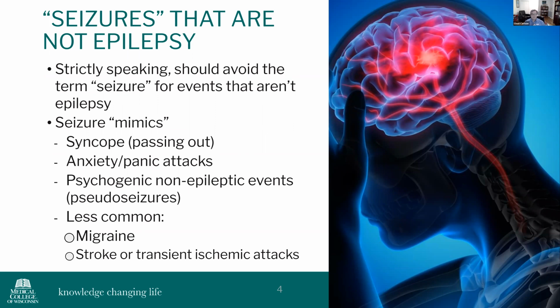It's important to recognize that not everything that people use the term seizure for is actually an epileptic seizure. And increasingly, physicians have been trying to use other terms to describe things that look like or behave like seizures, but aren't actually epilepsy. Those sort of things we think of as seizure mimics, like passing out or syncope, anxiety and panic attacks, psychogenic non-epileptic events, which used to be called pseudo seizures. Less commonly, things like migraine or even transient ischemic attacks or strokes can kind of mimic a seizure, but aren't a seizure. They aren't that short circuit or overactive area of the brain.